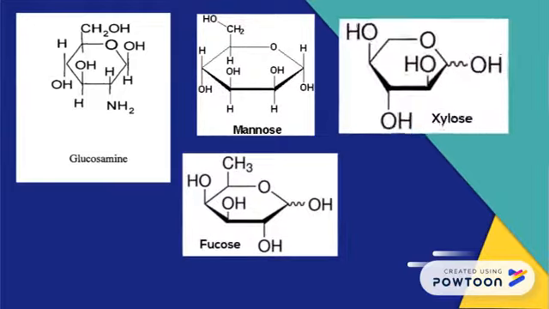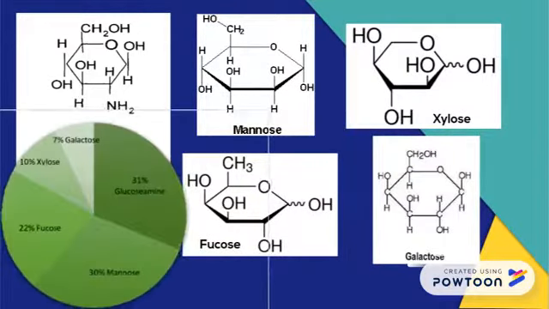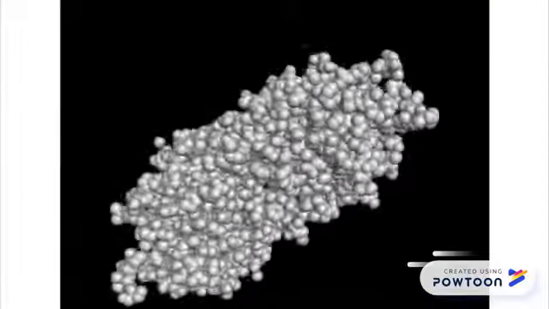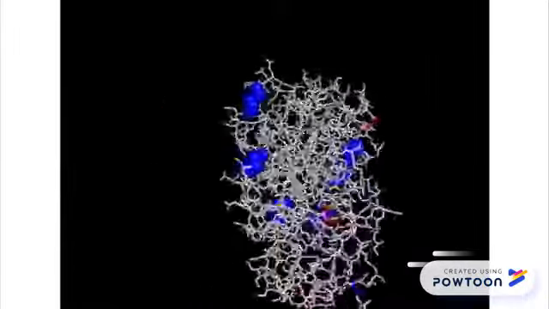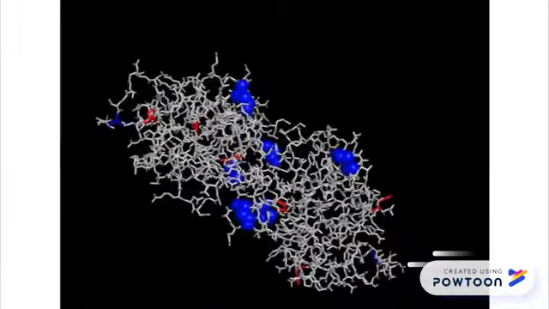Miraculin is made up of the following sugars: 31% glucosamine, 30% mannose, 22% fucose, 10% xylose, and 7% galactose. Miraculin is made up of 191 amino acids, 7 cysteine residues, as well as carbohydrate chains. Miraculin is a tetramer, which is 4 monomers. They are grouped together as dimers.